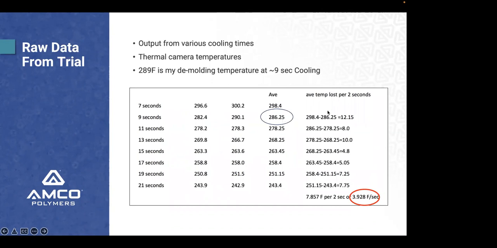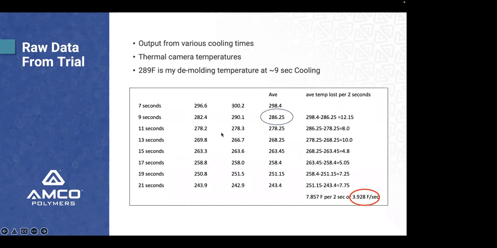So I wanted to find out how much am I losing per second? So if I know here 298 at 7 seconds and I went down to 286, I lost 12 degrees in 2 seconds. So approximately 6 degrees a second. Between here and here, I lost 8 degrees. So 4 degrees a second here to here. I took an average about 7.8 per 2 seconds for approximately 4 degrees a second removal.